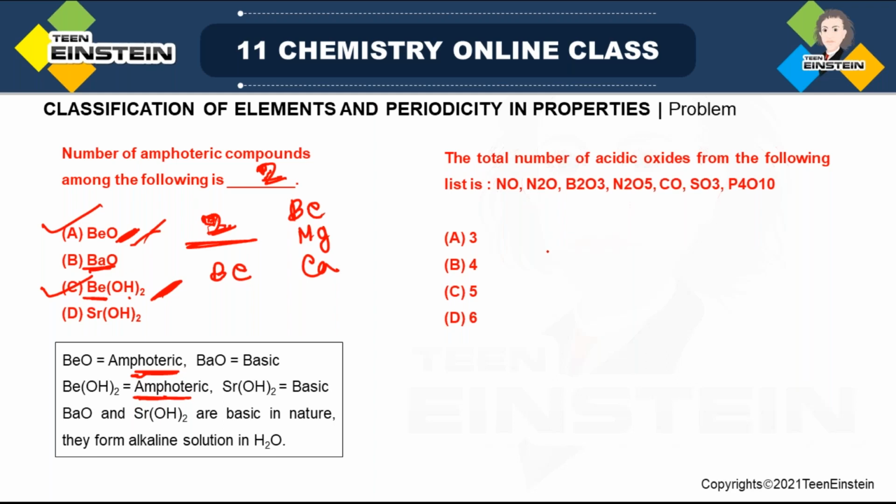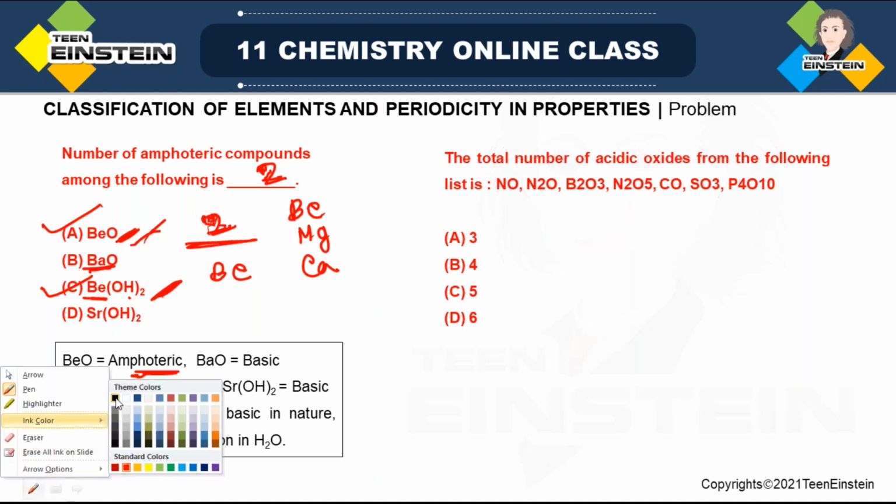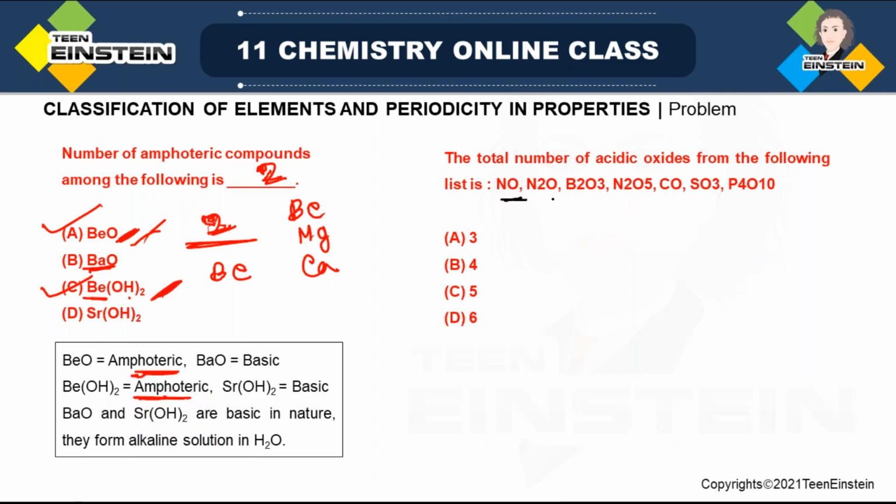Last question: the total number of acidic oxides from the following. How many compounds are given? NO, N2O, so these two are nitrogen oxides, then another nitrogen oxide, then boron oxide B2O3, carbon monoxide, SO3, and P4O10. Remember, there are 3 nitrogen oxides, but among these only one is acidic in nature. The other 2 oxides are not acidic, they are neutral. Then B2O3 is acidic.